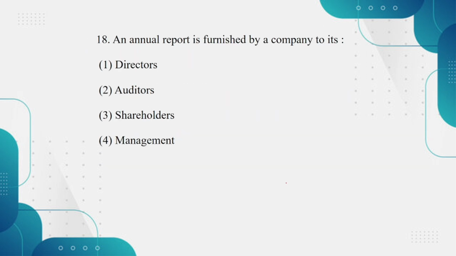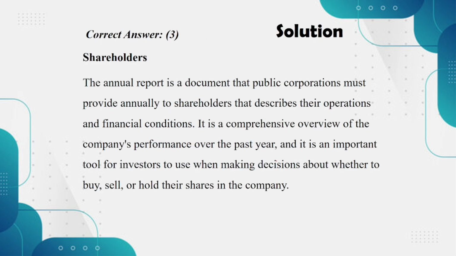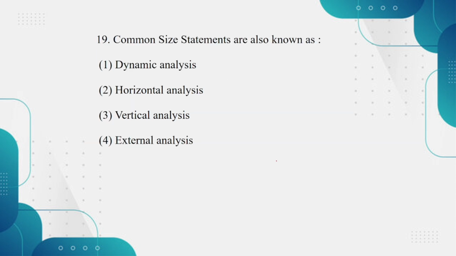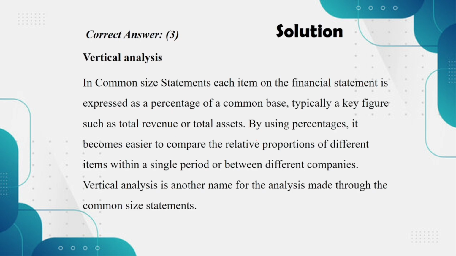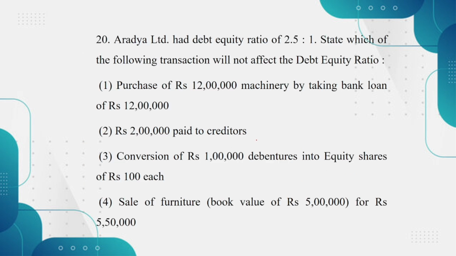An annual report is furnished by a company always to the shareholders. Please remember it is a document which is given first to the shareholder. Common size statements are also known as, you know very well, it is coming under the category vertical analysis. Please remember vertical analysis. At the same time, comparative statement is coming under horizontal analysis.